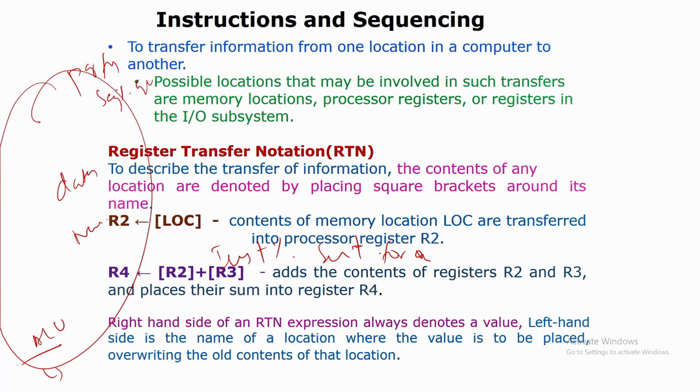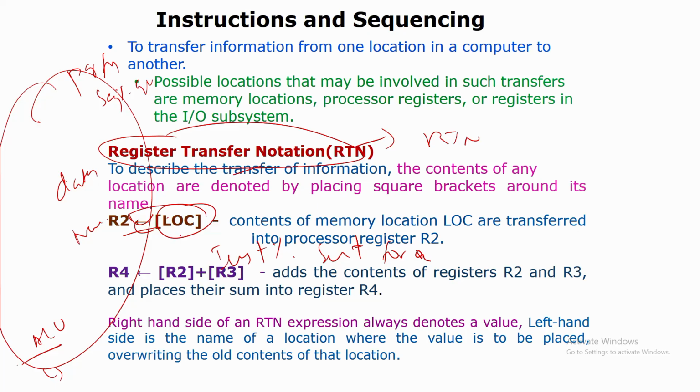Next we need a clear picture of RTN, register transfer notation. Register transfer notation is mainly for the internal movement of data across or within a computer system. In the expression R2 ← [LOC], the square bracket indicates that the content stored in the memory location LOC is transferred to the processor register R2.